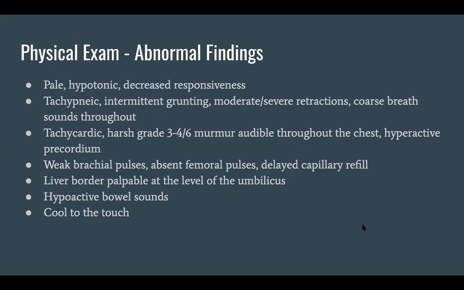So I did a complete physical exam, and these were just the things that were abnormal. She was pale, had low tone and low responsiveness, breathing fast, grunting, moderate to severe retractions, so use of those accessory muscles, coarse breath sounds throughout. She had a rapid heart rate, a harsh murmur audible throughout the chest. Her precordium, so that means that you can see the heart beating through her chest, was hyperactive.